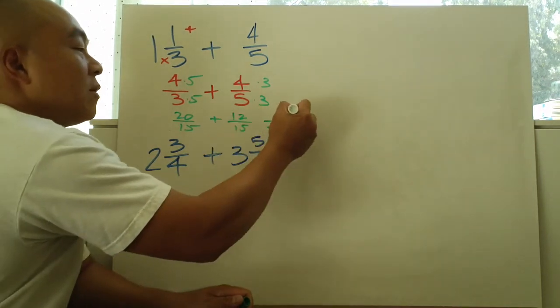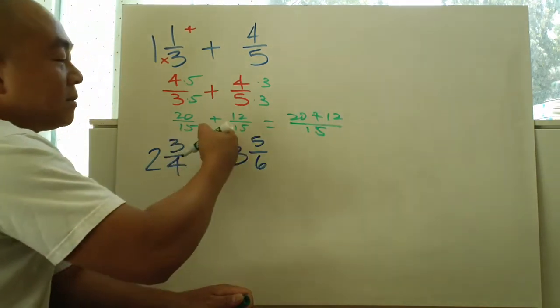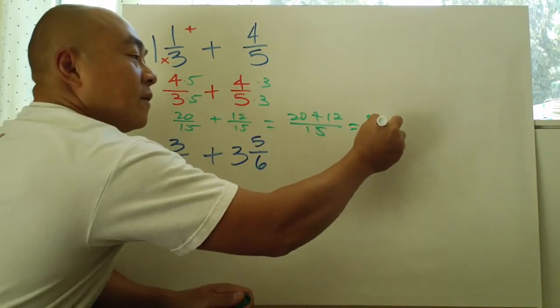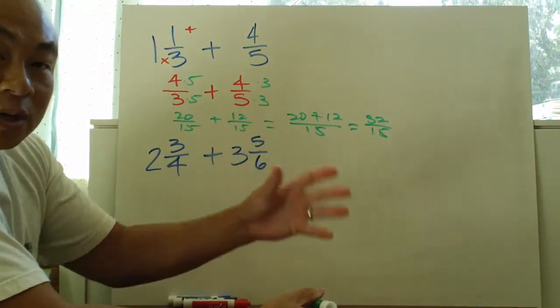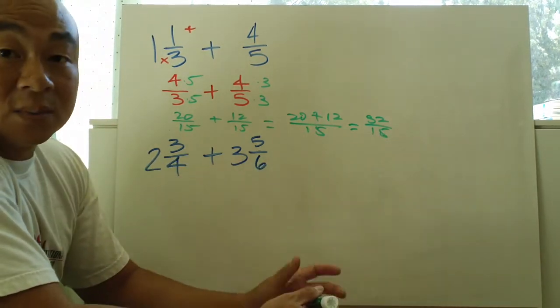We can now add them together, 20 plus 12, over 15, and again, same denominator. That gives me 32 over 15. Now, that is an improper fraction. And again, let's go back to what we talked about as our tips. You want to change this into a mixed number because you need to simplify.